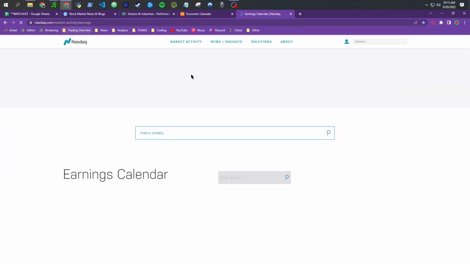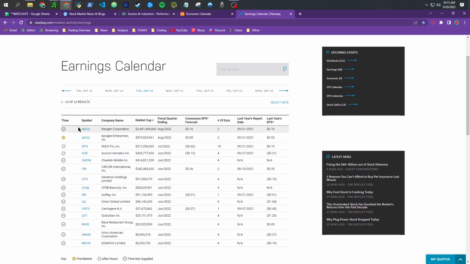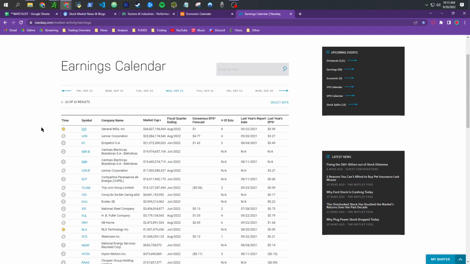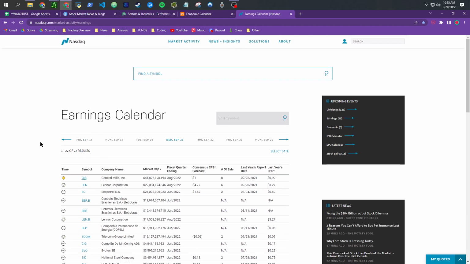Let's see, earnings. This is just NASDAQ. You just type in NASDAQ earnings and it'll bring up the earnings calendar. And you can check this week, next week. But yeah, I don't think we have anything big coming up. General Mills, Lennar, their housing or real estate rather. So yeah, earnings, that's an obvious one, I think.